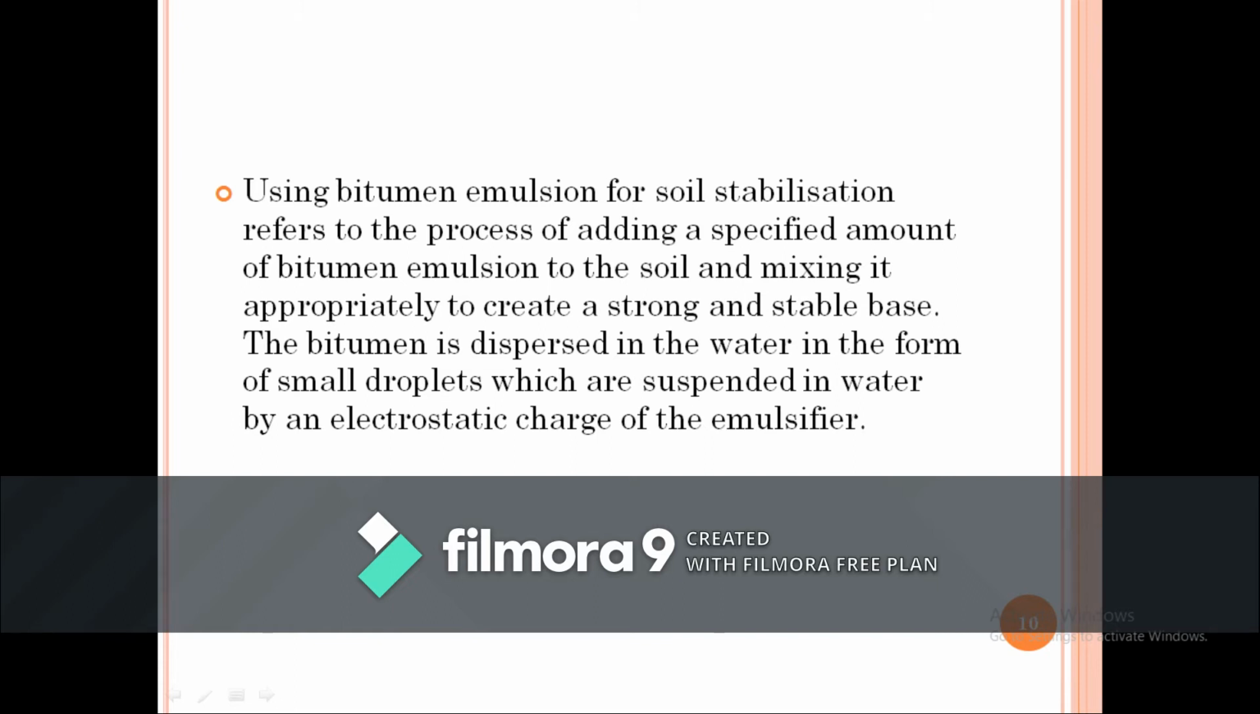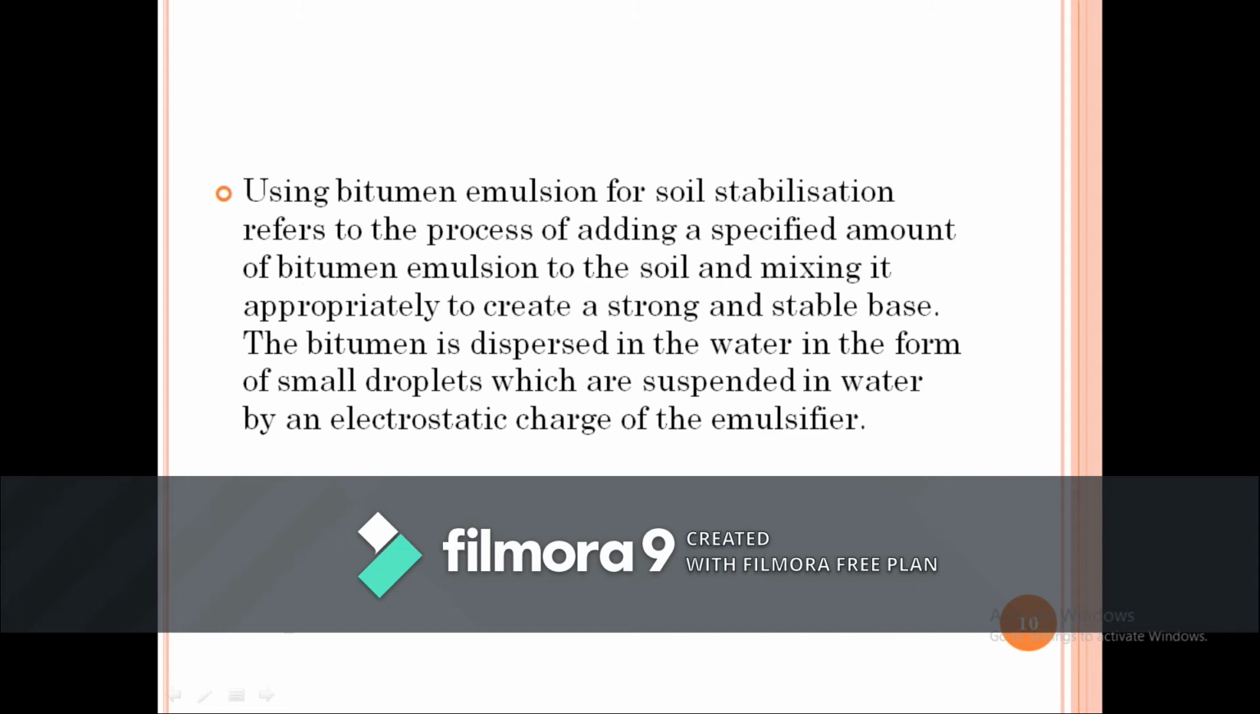Using bitumen emulsion for soil stabilization refers to the process of adding a specified amount of bitumen emulsion to the soil and mixing it appropriately to create a strong and stable base. When you say soil stabilization using bitumen emulsion, it means you are adding some bitumen emulsion to the soil and mixing it properly, creating a strong and stable platform wherein you will not be allowing the water molecules to enter into it.